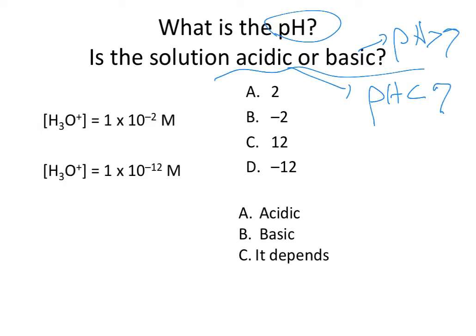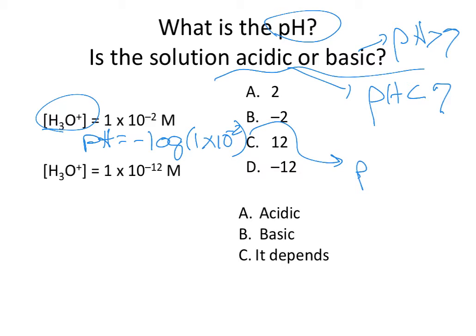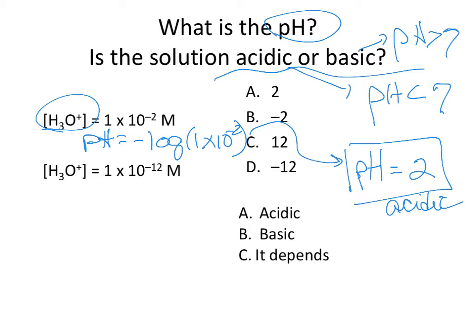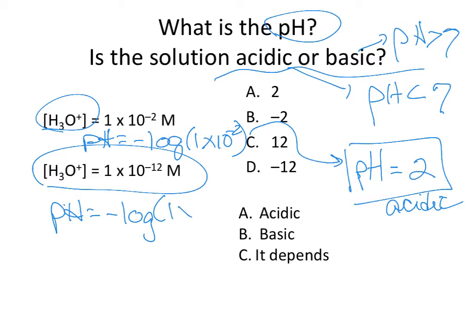All right, so these are just simply plug in. Remember the formula. pH equals minus log of the concentration of hydronium, which in this case is 1 times 10 to the minus 2. If you plug that into your calculator, you will get that pH equals 2. That is an acidic solution, right? Any pH less than 7 is acidic. Let's do this one. All right, so pH in this case would be minus log concentration of 1 times 10 to the minus 12. Plugging that into your calculator, you would get that pH in this case is 12, and that is basic.